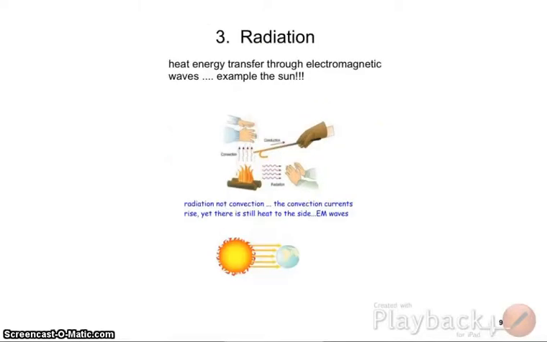The third way is radiation. Radiation is heat energy transfer through electromagnetic waves. For example, the sun heats us through radiation. Radiation, not convection.